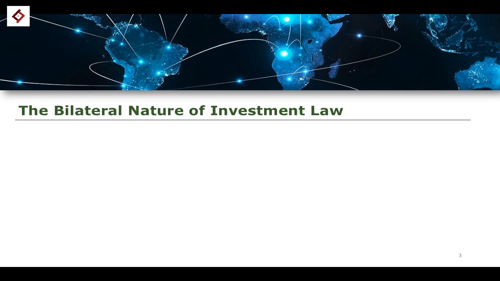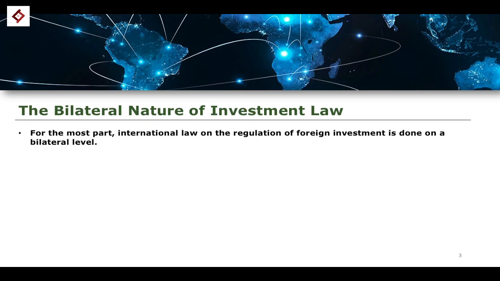And the essential way in which we structure investment law, and we see investment law being structured, is that of a bilateral nature. It is a bilateral system. We mentioned this previously, and when I say a bilateral system, I'm obviously going to qualify that by saying it is a mostly bilateral system. There are instances of regional integration, which we'll get to. There are instances of multilateral integration, which we'll get to. However, for the most part, it is bilateral in nature.